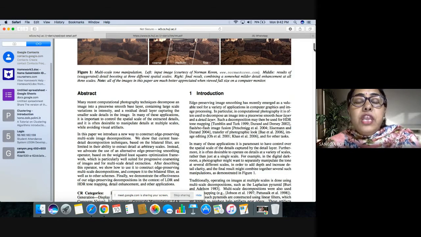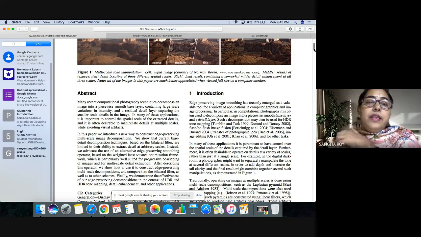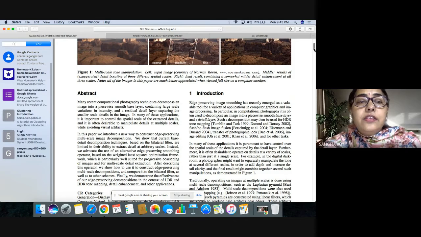In this paper, we introduce a new way to construct edge-preserving multiscale image decomposition. We show that the current detail decomposition techniques based on the bilateral filter are limited in their ability to extract detail at arbitrary scale. Instead, we advocate the use of an alternative edge-preserving smoothing operator based on the weighted least square optimization framework, which is particularly well suited for progressive coarsening of images and for multiscale detail extraction.